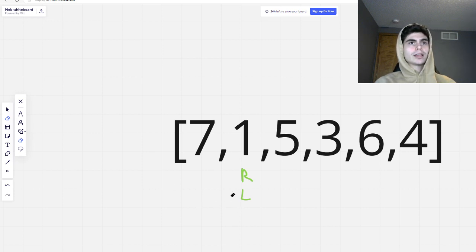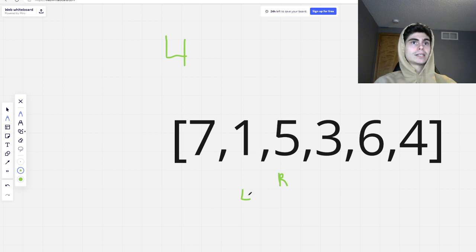And then what do we do with right? We move right up 1. So now we have right here. Okay, so 5 is greater than our 1 here. So this is $4 profit, right? So now we have a maximum of $4 profit.